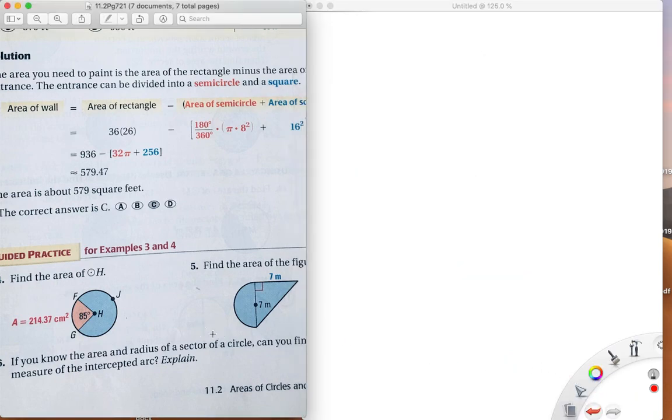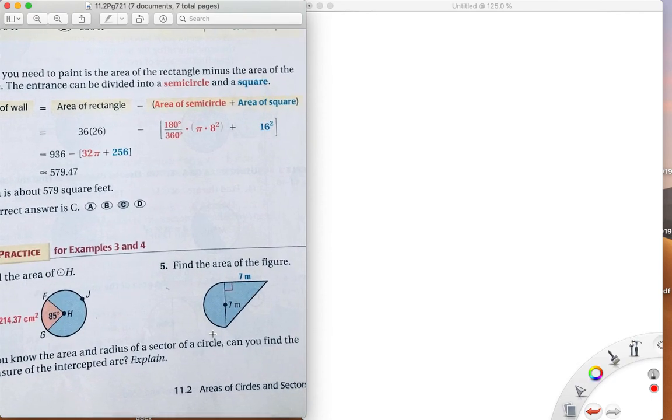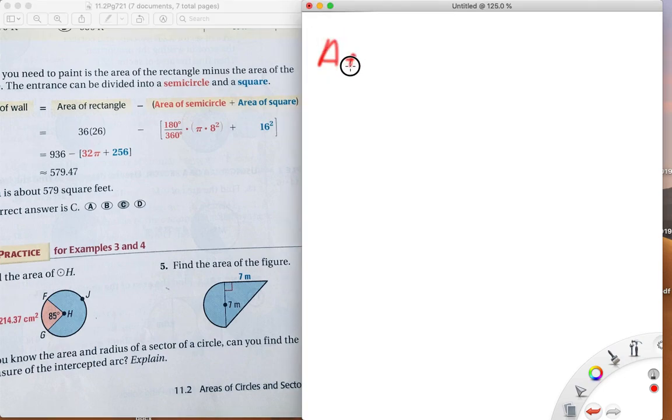Here we have, for number 5, area of a complex shape. We have a right triangle and we have a semicircle. So in order to add that up, we're just adding the area of a semicircle plus the area of a right triangle. So we have a diameter of 7, which is also one of the sides. This looks like it's an isosceles triangle. So we know that the radius is going to be half of that, which is 3.5.